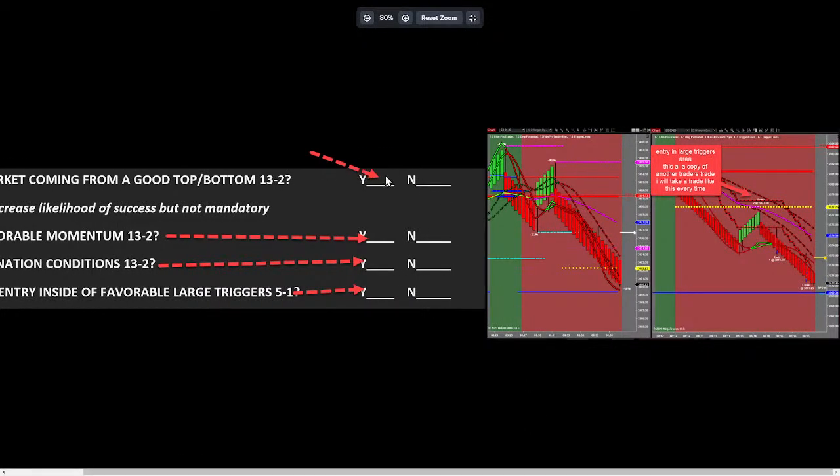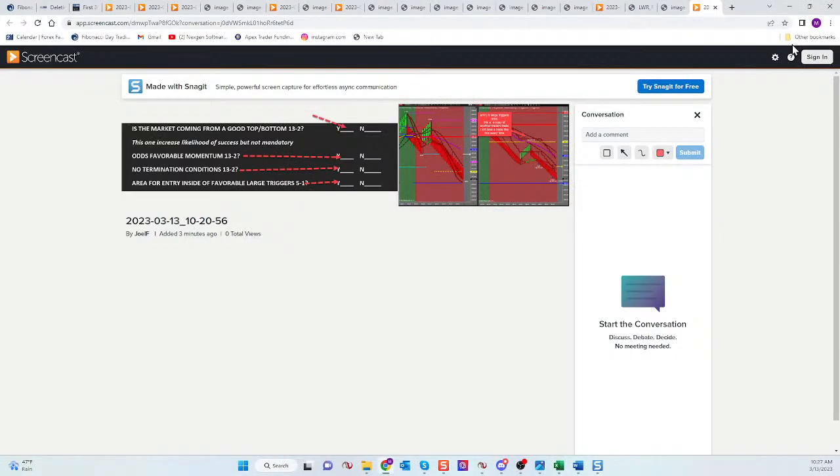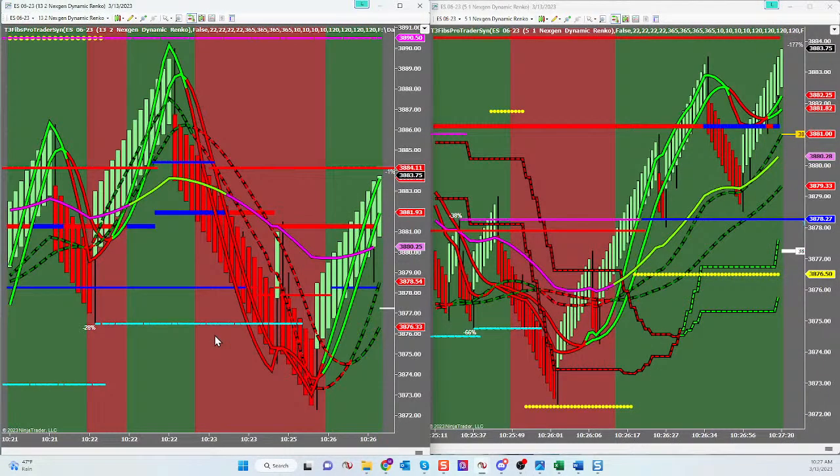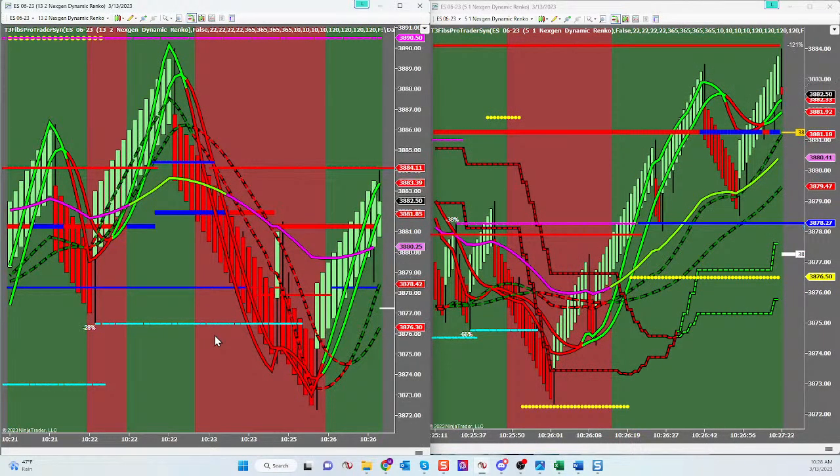Coming from a good top or bottom, Joel, I think yes. That's a resistance holds, turns, no terminations, entry in large triggers areas. That's it. That's the one, isn't it, Joel? That's your best of the best look. All day long. Beautiful. So now you just commit to it. Yeah, Buck, I know that's not the best answer probably, but that's really what it is.